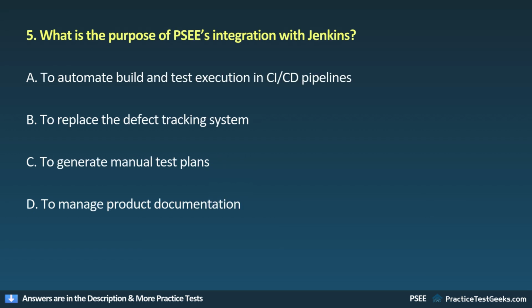5. What is the purpose of PSEE's integration with Jenkins? A. To automate, build, and test execution in CI/CD pipelines. B. To replace the defect tracking system. C. To generate manual test plans. D. To manage product documentation.